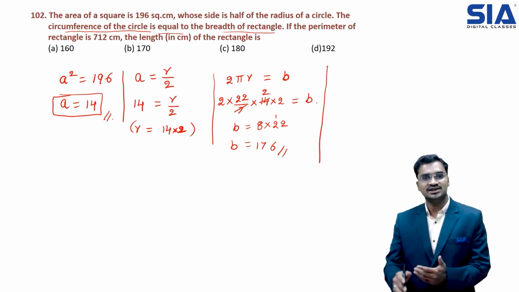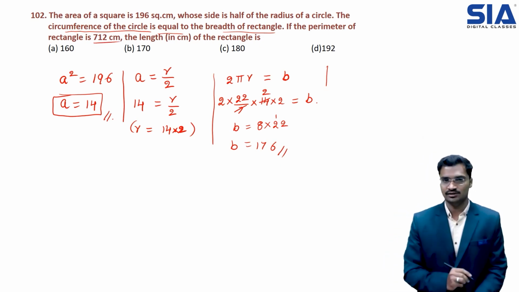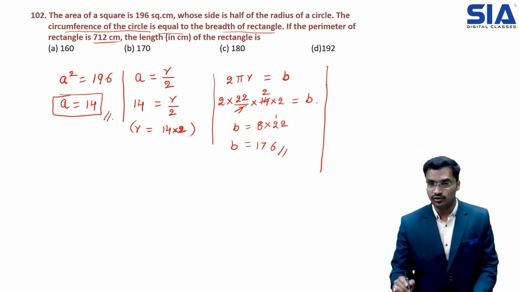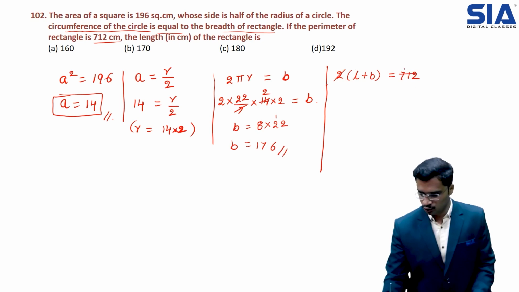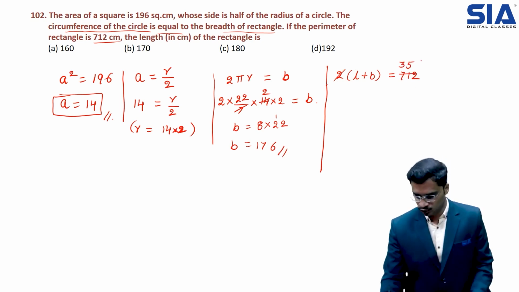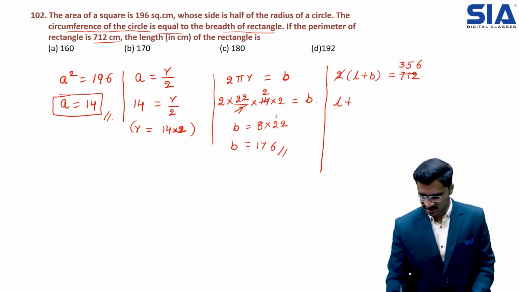Now the next condition, he is giving another condition. If the perimeter of the rectangle, we know the perimeter of a rectangle is what? 2 times of L plus B. So this perimeter is given as what? 712. So then 2 3s are 6, then 2 5s are 10, 2 6s are 12. So L plus B is nothing but 356. So L plus the value of B we have already found out, 176, is equal to 356.